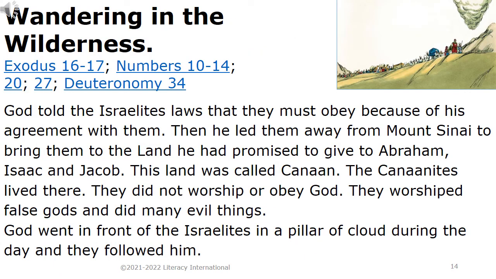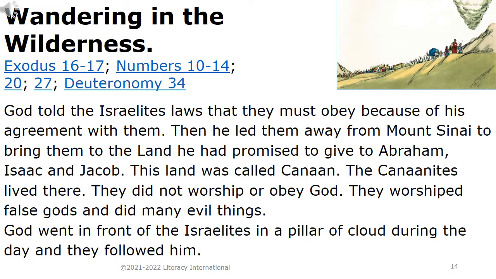Wandering in the Wilderness. Exodus chapters 16 through 17, Numbers chapters 10 through 14, 20, 27, Deuteronomy chapter 34. God told the Israelites laws that they must obey because of his agreement with them. Then he led them away from Mount Sinai to bring them to the land he had promised to give to Abraham, Isaac, and Jacob.